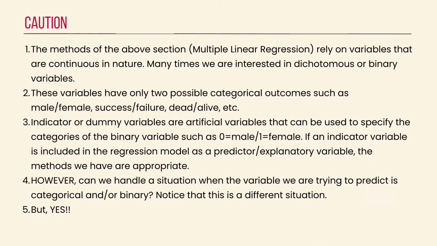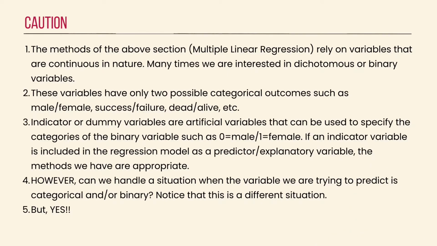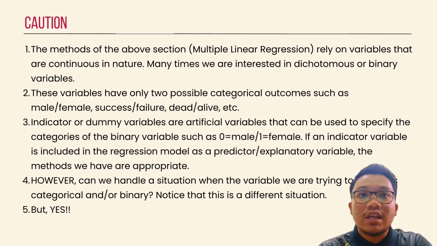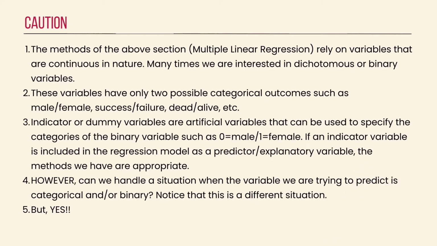Caution: the methods of the above section, multiple regression, rely on variables that are continuous in nature. Many times we are interested in dichotomous or binary variables. These variables have only two possible categorical outcomes, such as male or female, success or failure, dead or alive, etc. Indicator or dummy variables are artificial variables that can be used to specify the categories of the binary variable, such as 0 equals male or 1 equals female.